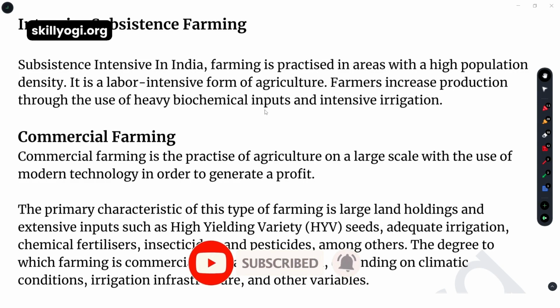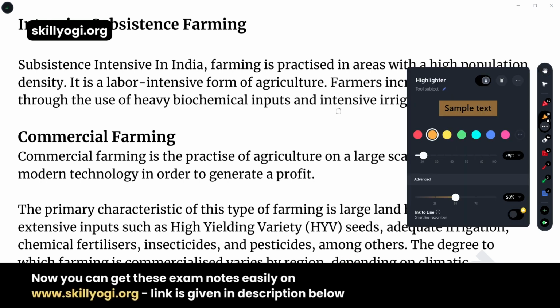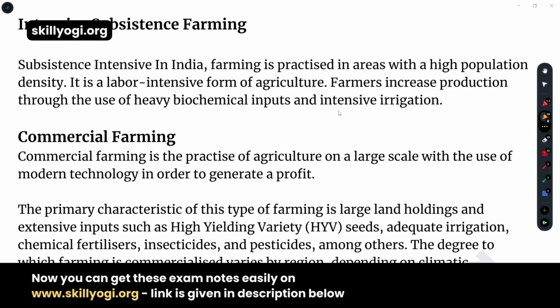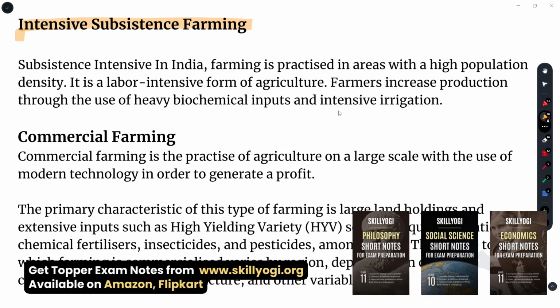Come to the next topic, which is intensive subsistence farming. It's completely opposite to primitive subsistence farming, which we have learned. Intensive subsistence farming is our next topic, and the types of farming. What's happening in this kind of farming? Subsistence intensive farming in India. What is the process of this farming?